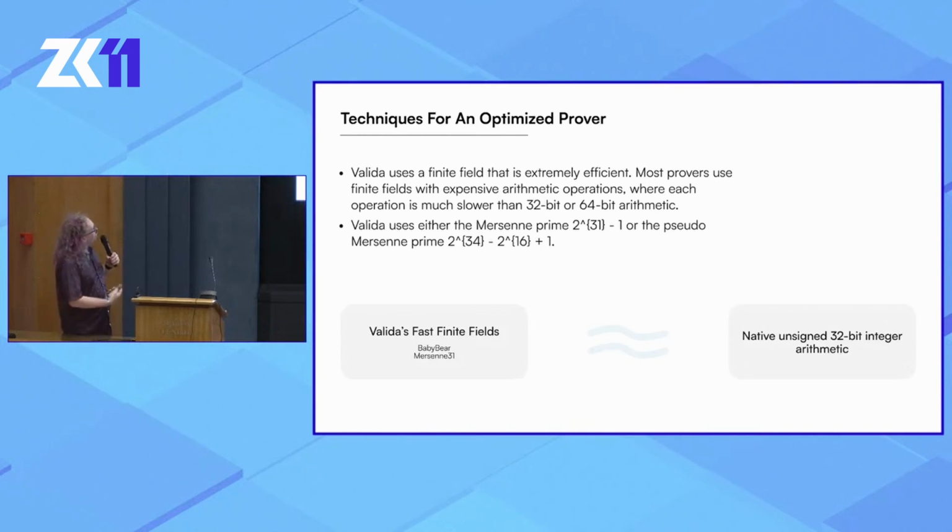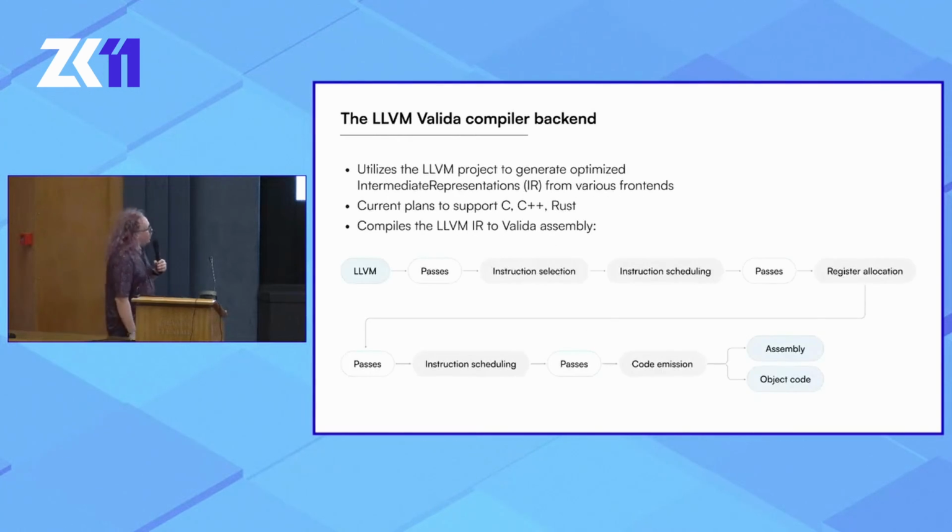I already mentioned this, that this BabyBear field, also known as the 31-bit Mersenne field, or Mersenne prime, has extremely good arithmetic. Here's a diagram of our compiler pipeline. So we use LLVM because it's something that enjoys a wide degree of support and has compilers from your favorite programming language, i.e. Rust.